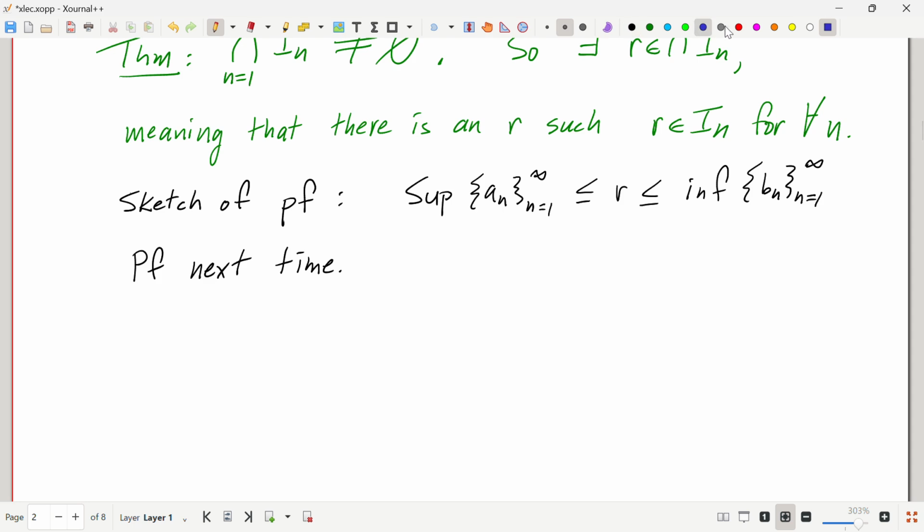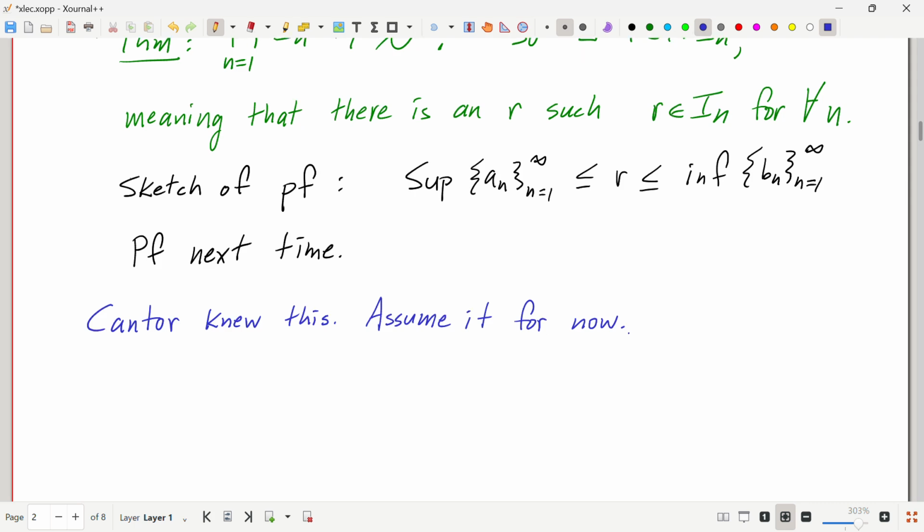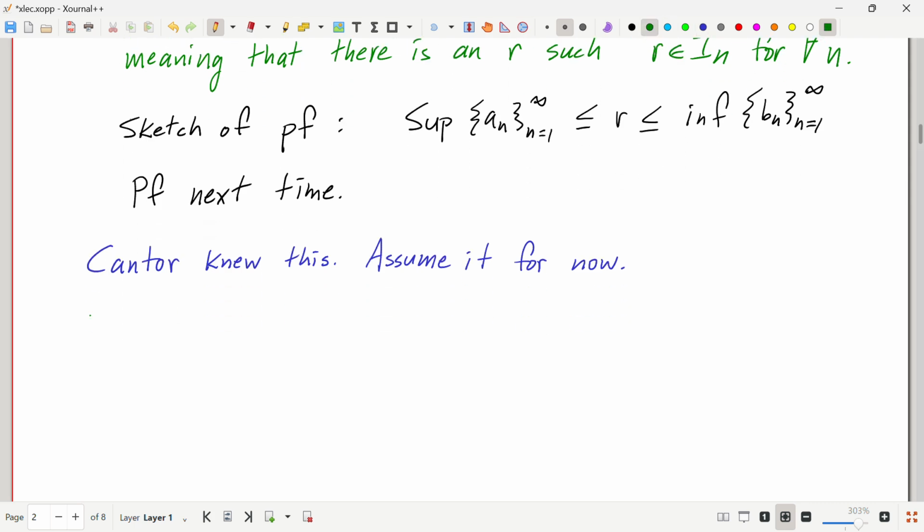But here's what Cantor did with that. So the fact is, Cantor knew this. He might not have been able to prove it. It was people like Weierstrass and Dedekind who were working on proofs at that time, but I would say he believed this. Let's assume it for now. And so here's Cantor's first proof that the real numbers are uncountable.